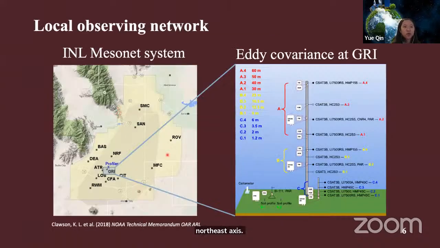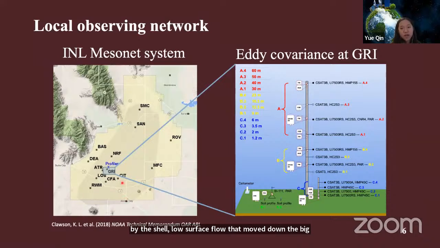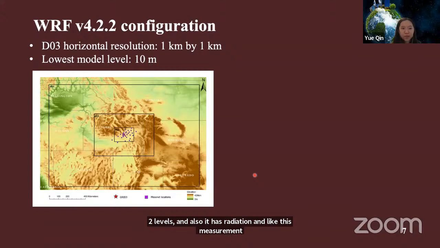Then I would introduce the local observing network. The Idaho National Laboratory has 34 fully automated meteorological observation stations in operation, which are now called the INL Mesonet system, and they continuously collect meteorological data for a long period of time. We also have an eddy covariance tower, GREE, located in the southwestern part. It is easily influenced by the general down valley wind from the northeast that developed during the night, and by the shallow surface flow that moved down the Big Lost River channel from the northwest. Starting from September 2020, GREE has turbulent measurement at 12 levels, and also it has radiation and flux measurement. Now let's move on to the WRF configuration.